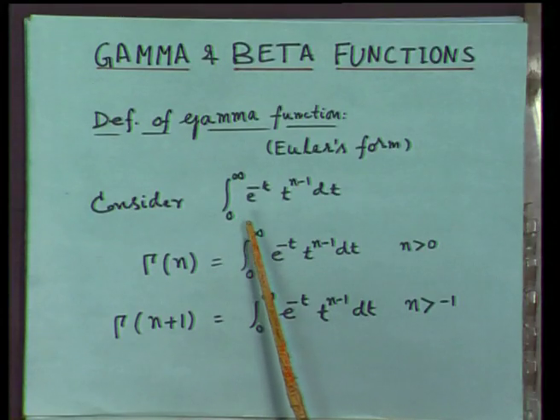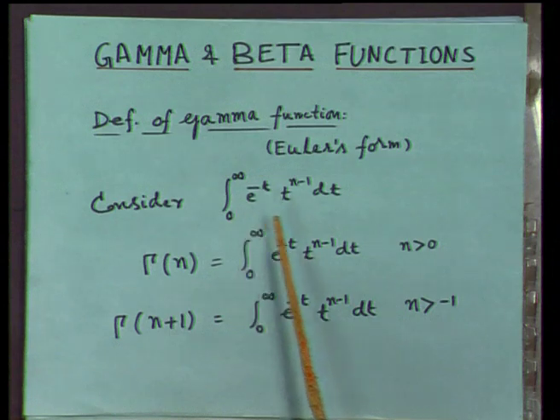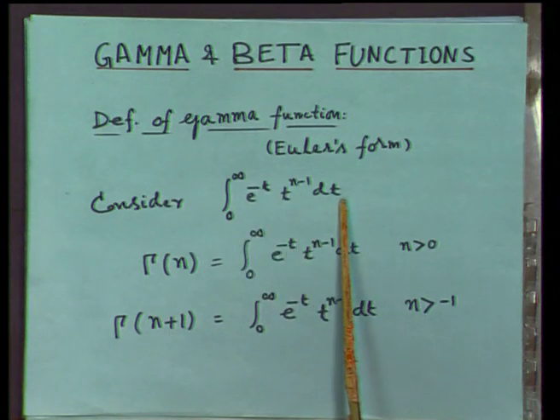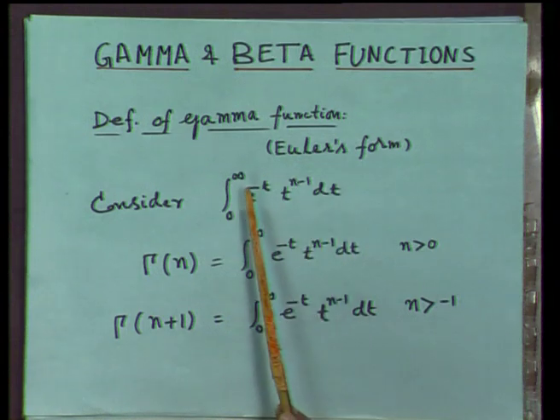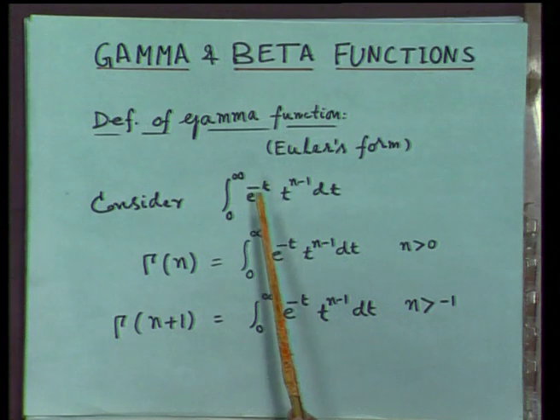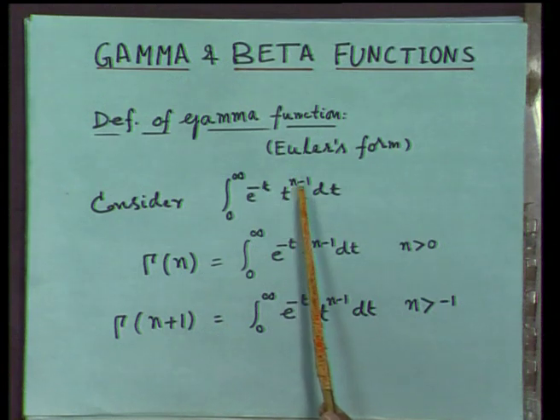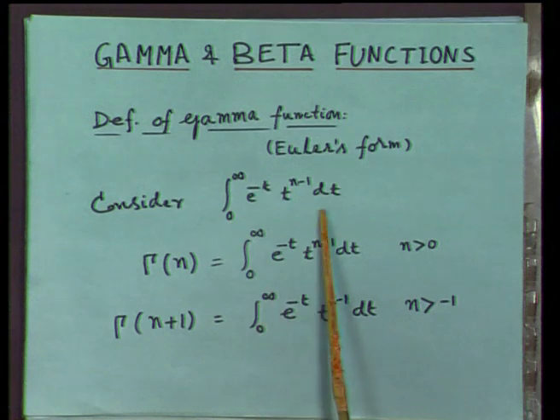First of all, let us define the gamma function. Consider the integral 0 to infinity e power minus t, t to the power of n minus 1 dt. This is an infinite integral in the sense that its upper limit is infinity, and it is an improper integral in the sense that when n is less than 1, t will form a singularity.